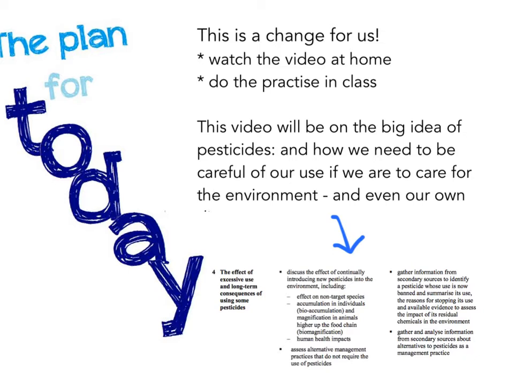This video is going to be on the big idea of pesticides, what they do and why we need to be careful of our use of them in the environment because they can build up and cause us problems. For you to be successful today, you have to be able to tick off these points and be confident in your notes. To discuss the effects of continually introducing pesticides into the environment and accumulating there, and magnifying as it goes up food chains. We'll also look at some alternatives to pesticides.